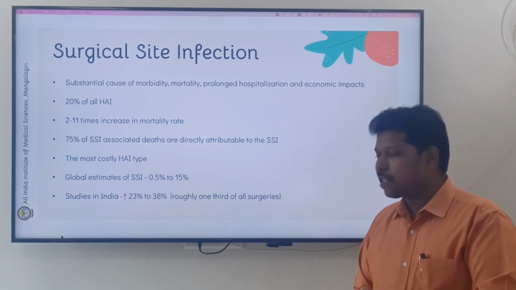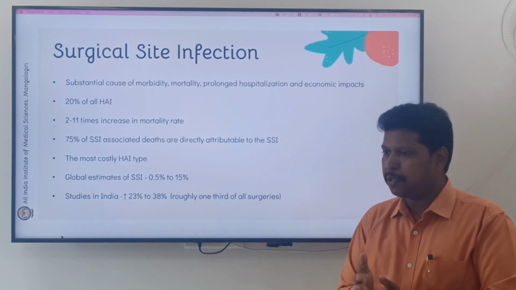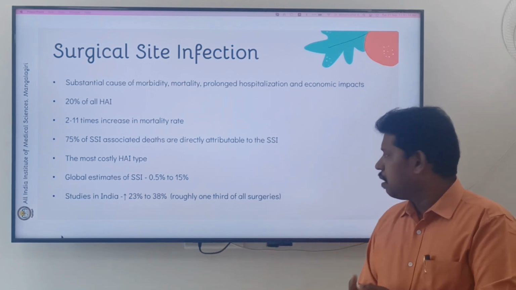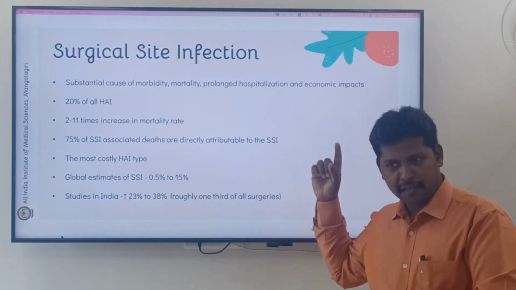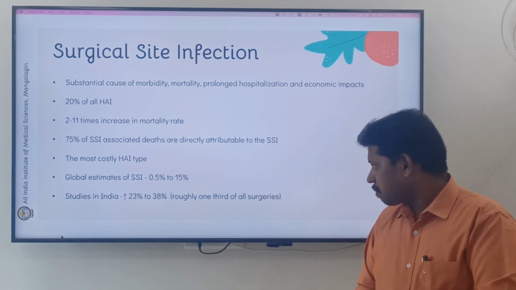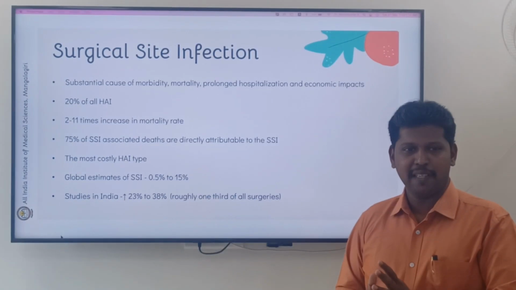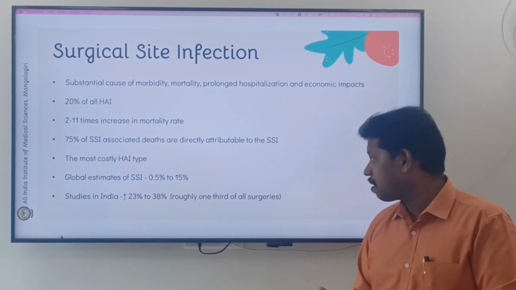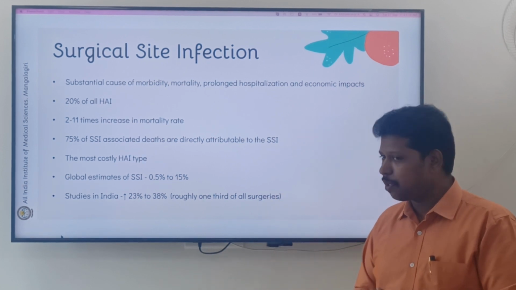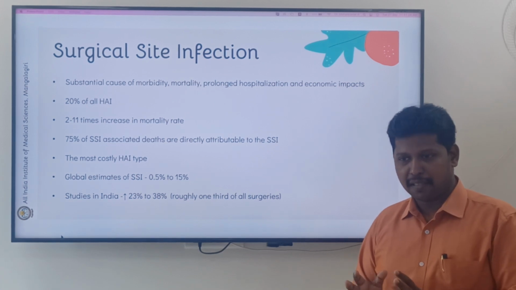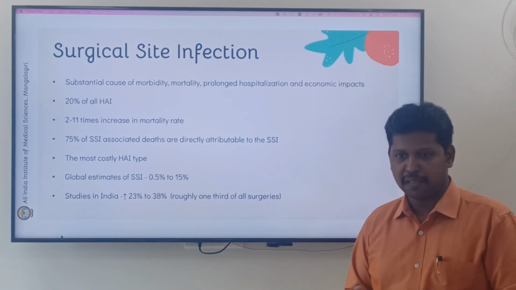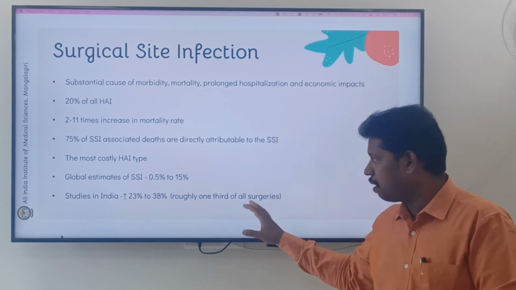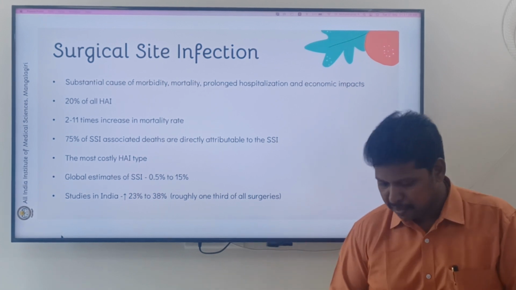And it is the most costly HAI because they need long-term admission, long-term follow-up and everything. So the most costly HAI is SSI. Global estimates roughly say 0.5% to 15% is the chance of SSI. Studies in India have documented around 20 to 40%. That is roughly 1/3 of the patients. One third of surgical patients are getting SSI in India right now, as per the documented data.